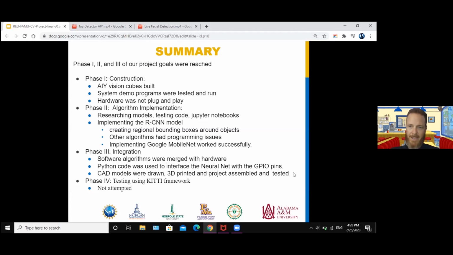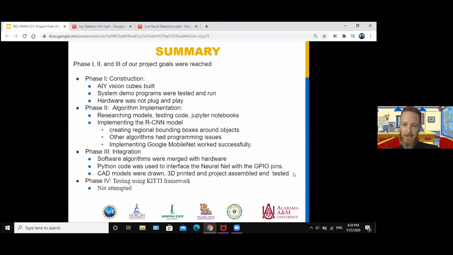Of course, the RCN model was the most successful, leading to edge detection and object bounding boxes. But problems did arise with the other models and we're still working on them. Google's MobileNet did work right out of the box with the Vision Kit, but we did not retrain it. So that's still something we'd like to accomplish.